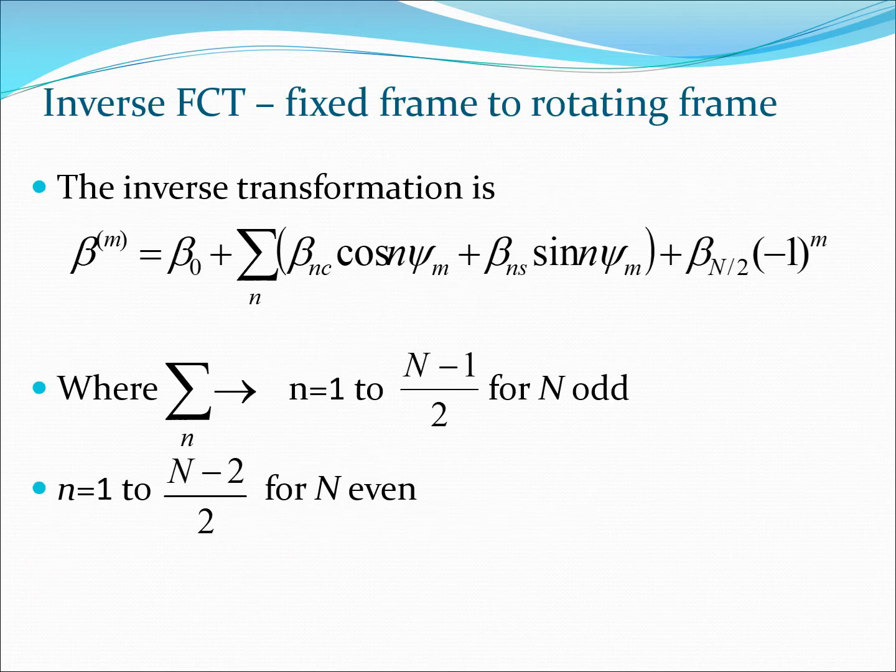Now corresponding to this FCT, there is an inverse transformation. So if you want to go from the fixed frame to the rotating frame, you have beta 0, beta nc, beta ns, and beta n by 2.